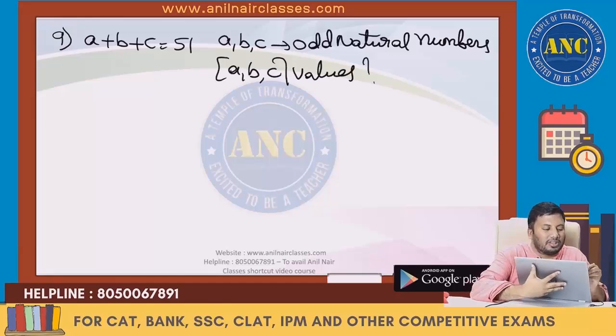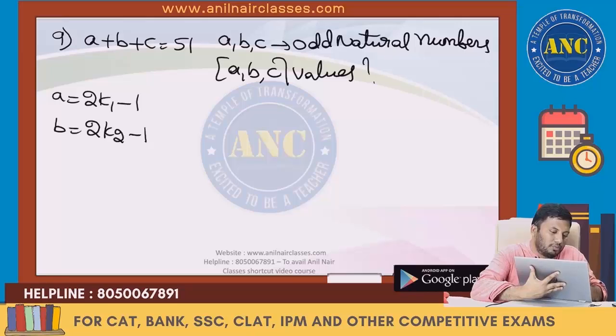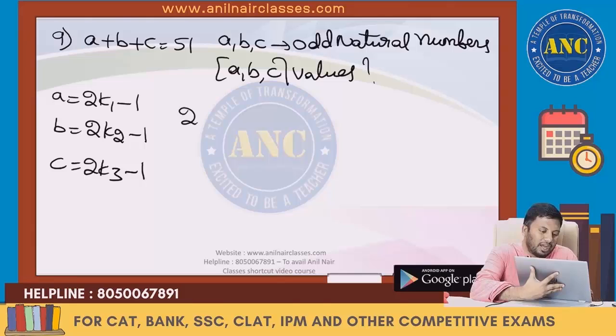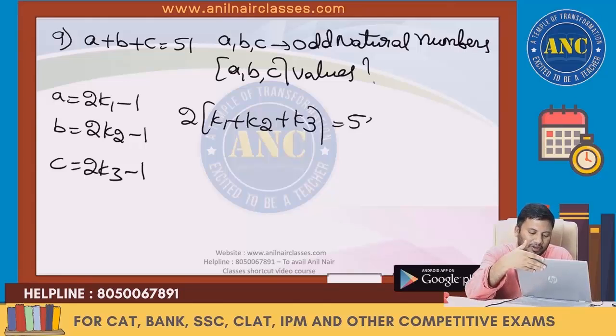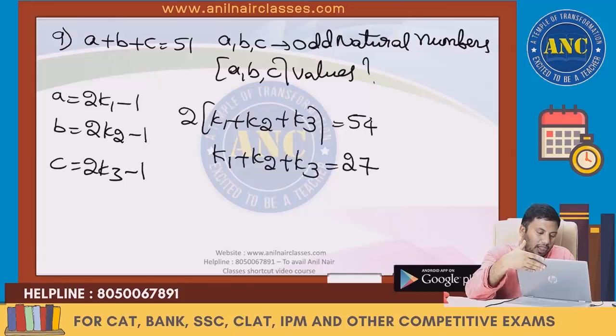Because when the variables start with 1, it is 2K1 minus 1, next is 2K2 minus 1, next is 2K3 minus 1. So if I add, 2 into (K1 plus K2 plus K3) minus 3 equals 51, so 54. So K1 plus K2 plus K3 is nothing but 27. 27 balls are there, 26 gaps, 26C2.